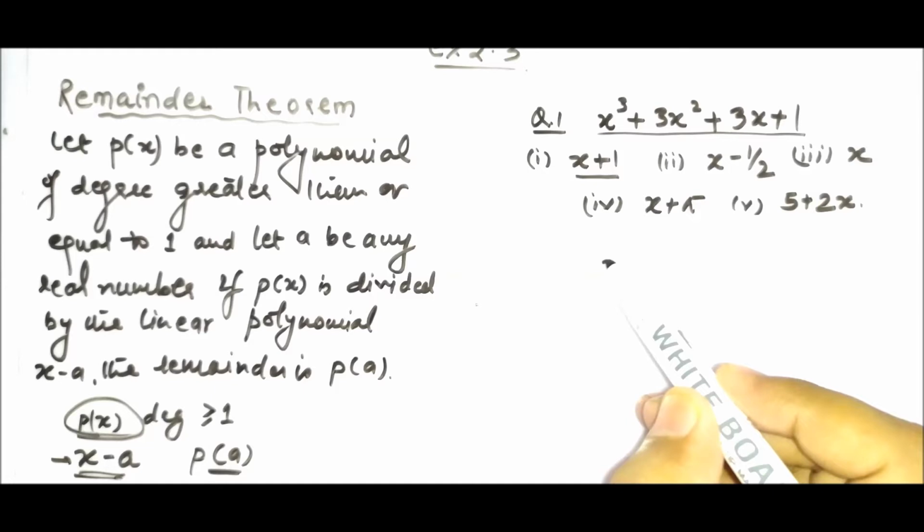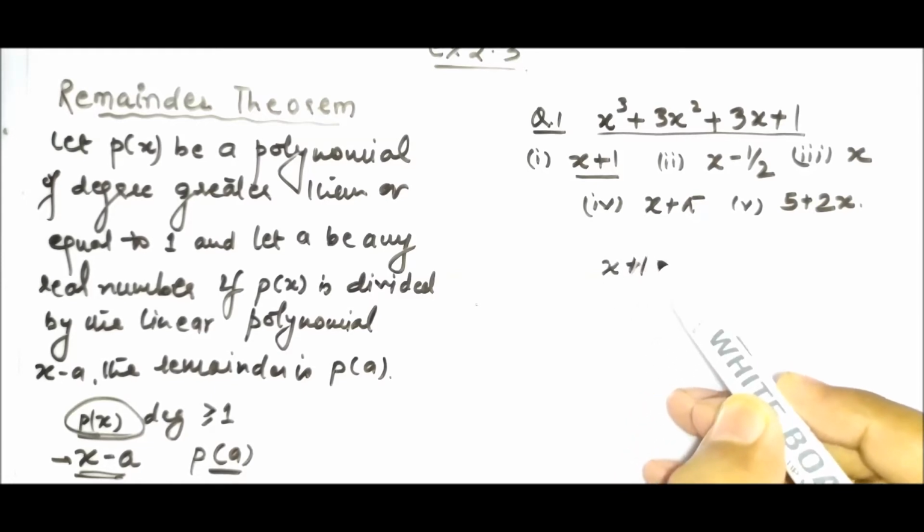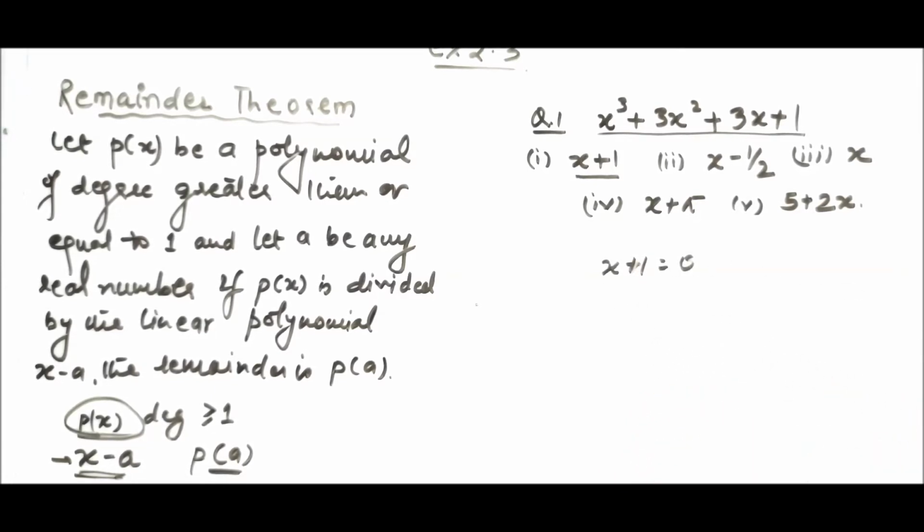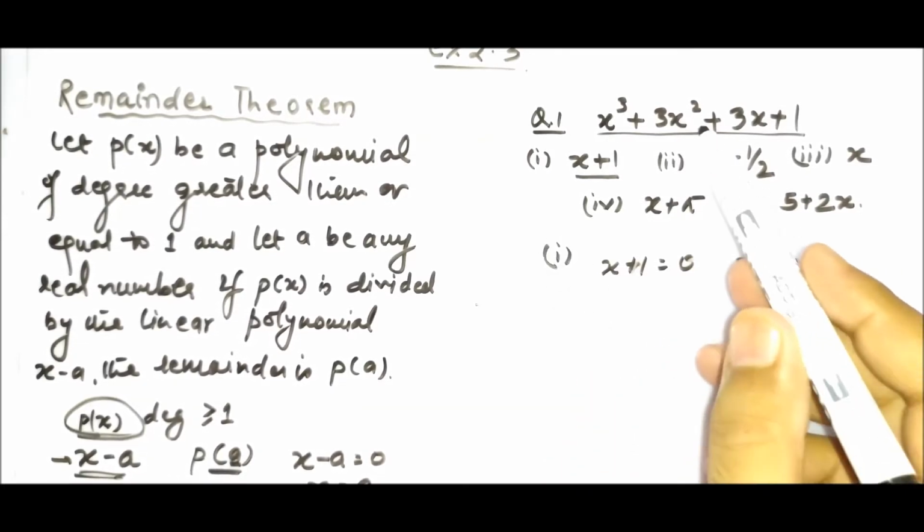Now we'll compare x plus 1 is equal to 0, because from where we got this a: when we compared x minus a is equal to 0, we got x as a. So we are putting the value of x as a in this polynomial to get the remainder. So we will compare x plus 1 is equal to 0, so that we will get the value of x as minus 1. I am solving this first part. Now we'll put x is equal to minus 1 in this polynomial.